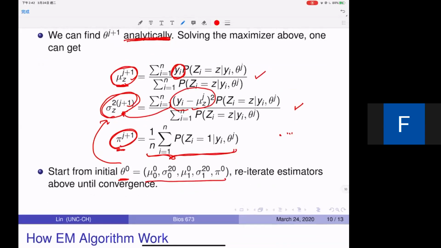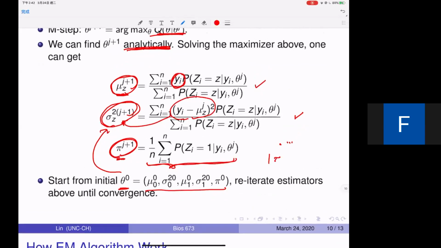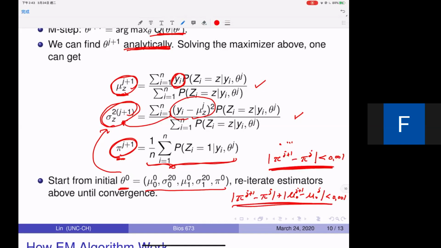How to decide convergence is a bunch of criteria. For example, you can say the difference between pi j plus 1 and pi j is less than some threshold, 0.001, for example, and call that convergence. Or sometimes you restrict it and say I want every parameter to converge simultaneously. I only write two, hope you know what I'm saying. If the loose one fails, I can use a stricter one. For everyone to converge simultaneously, then you can stop and call that your MLE.